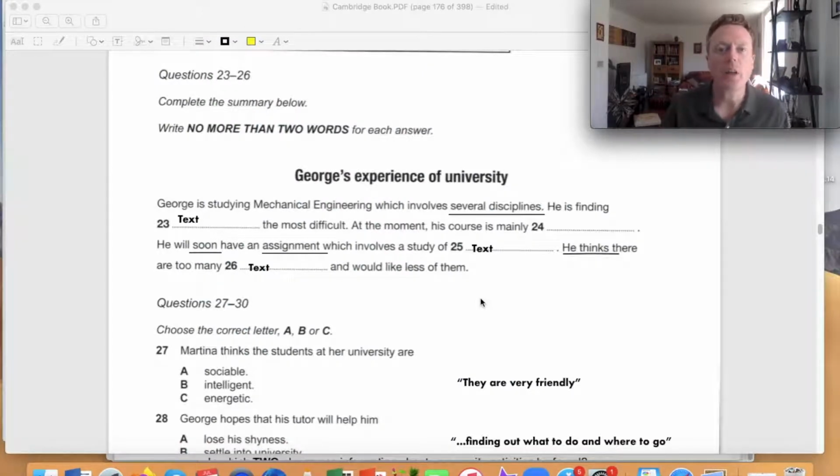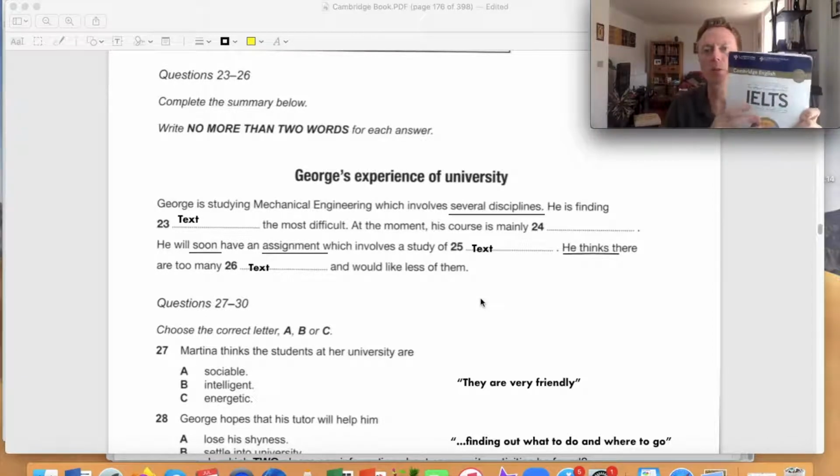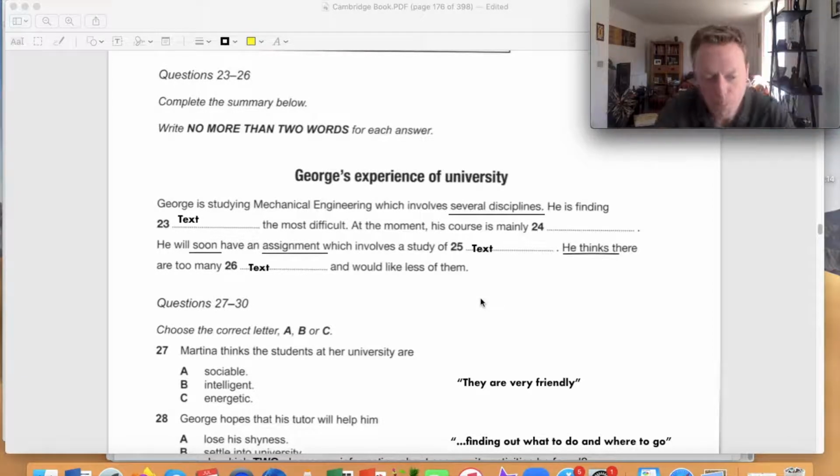Okay, here we are in our listening task. This one is from the official Cambridge Guide to IELTS. This is my favourite book for teaching IELTS. Lots of good resources in here. Okay, so before you listen, I always say there are 3 things you should do to prepare. Number 1 is check your instructions.